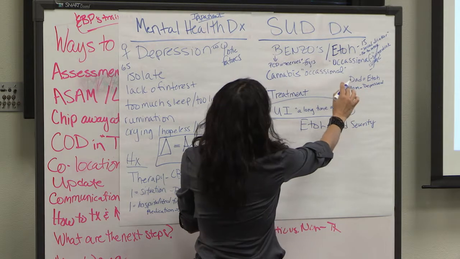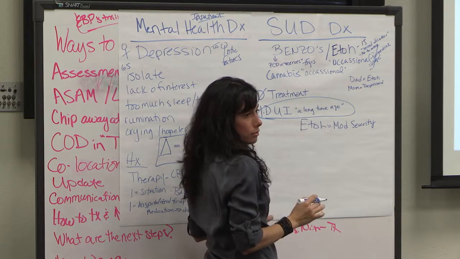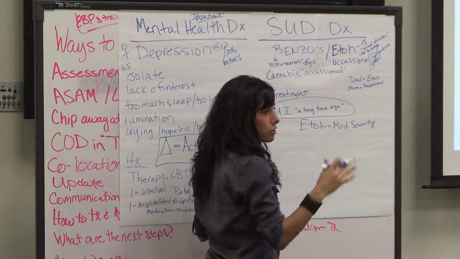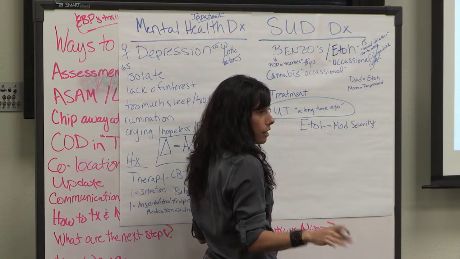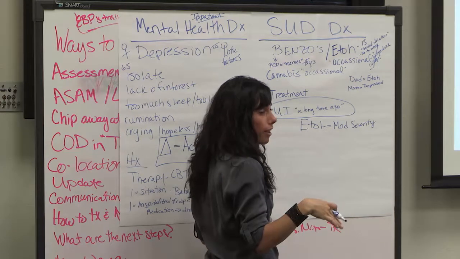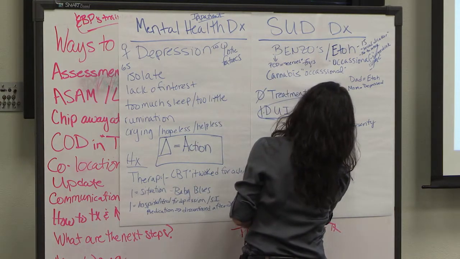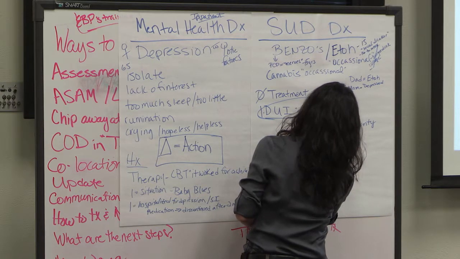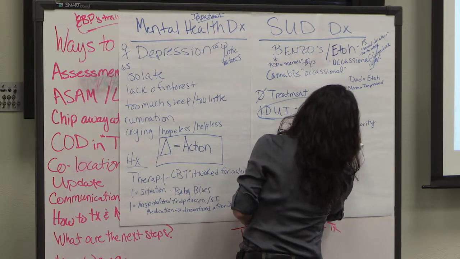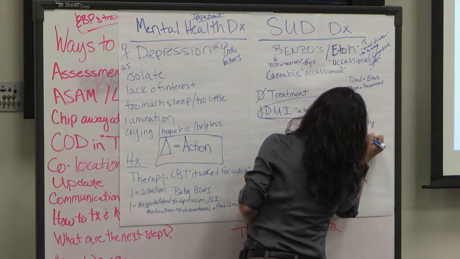Okay. Her cannabis use really doesn't even register. It's so occasional that it's not a problem. So we might give it mild. It may not even be a problem. So we'll give her mild severity.